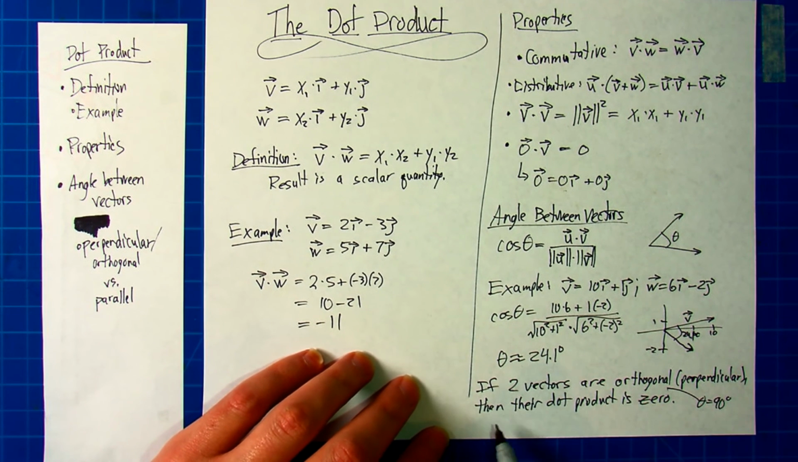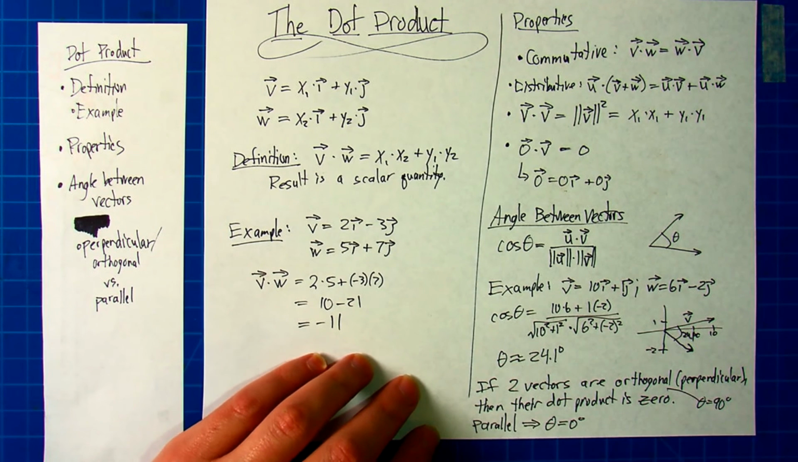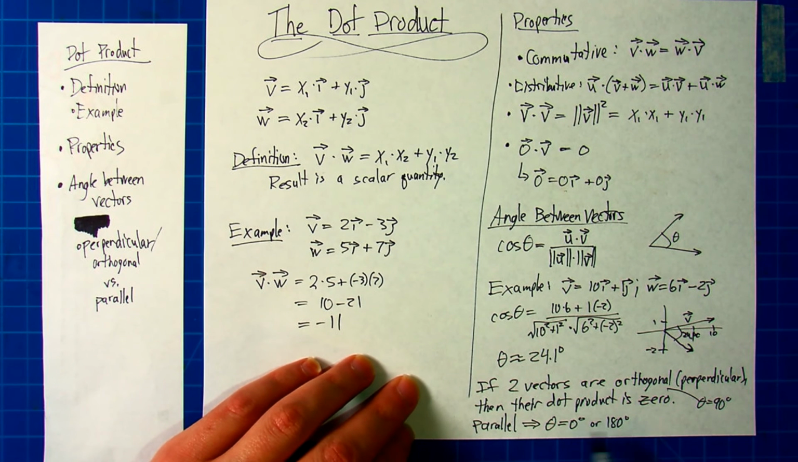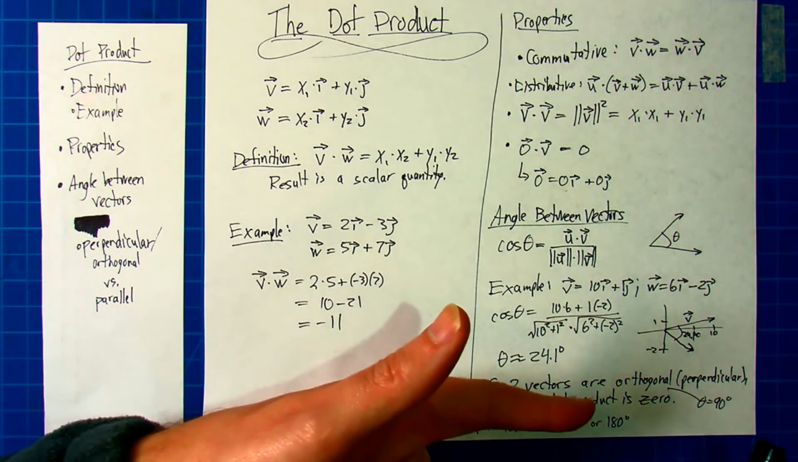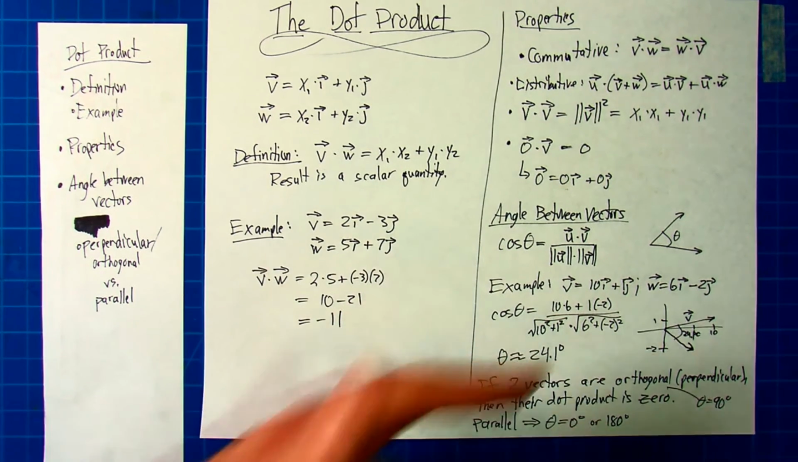And of course, if 2 vectors are parallel, that means that theta equals 0 degrees. Or 180 degrees if they are anti-parallel, going in opposite directions. But then, of course, your calculator is only going to give you one of these out. It would give you 0, not 180. But either way, they're parallel either way. Whether they're going in the same direction or different directions, they're still parallel vectors.